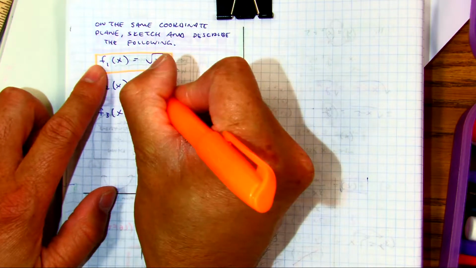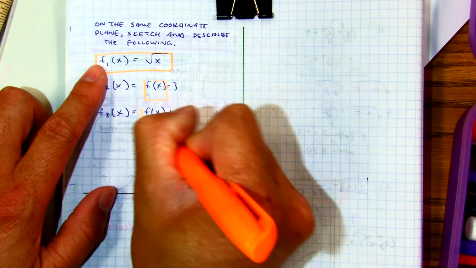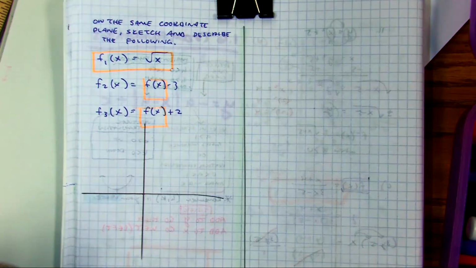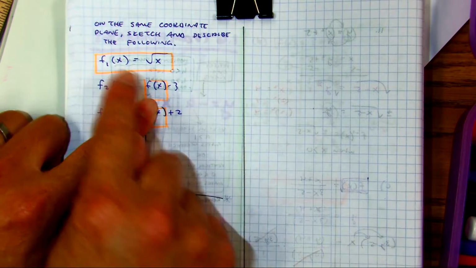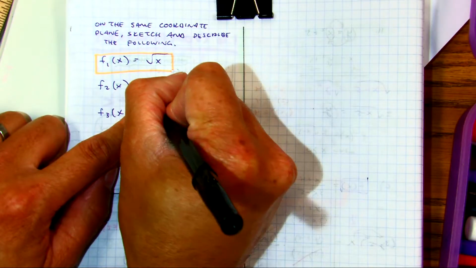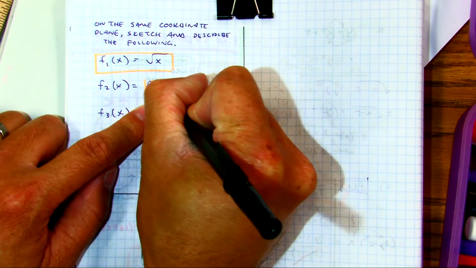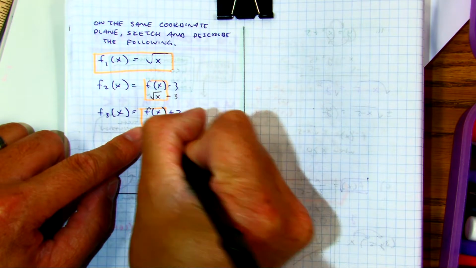So really, here in orange, I can do a substitution. Class, instead of writing f of x, you can write what? Radical x. So this one would just be radical x minus 3. And this one will become what? Radical x plus 2.